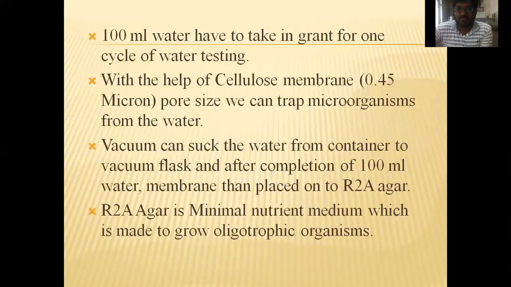The procedure of membrane filtration is like this: you have to take 100 ml of water for one cycle of water testing. With the help of the cellulose membrane, of 0.45 micron pore size, we can trap microorganisms from the water. Vacuum sucks the water from the container to the vacuum flask, and after completion of the 100 ml water, the membrane is then placed onto the R2A agar. What is R2A agar? R2A agar is a minimal nutrient medium made to grow oligotrophic organisms. Mainly in water, there is no nutrient, so oligotrophic organisms can grow in water. If we want to catch the microbial flora that are oligotrophic, we have to use R2A agar.